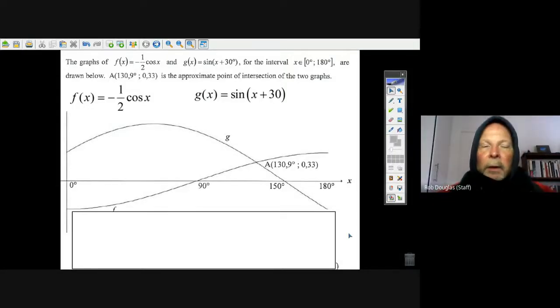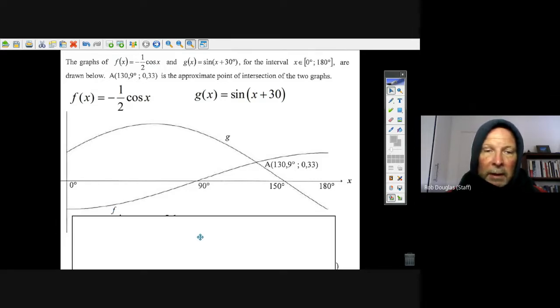Okay, we're going to do question 5 of 2020 paper 2. It's the first trigonometry question. It's a trig graph question we're looking at. I've made these the two functions. They give you the graph, and they tell you you can look at it and figure some things out.